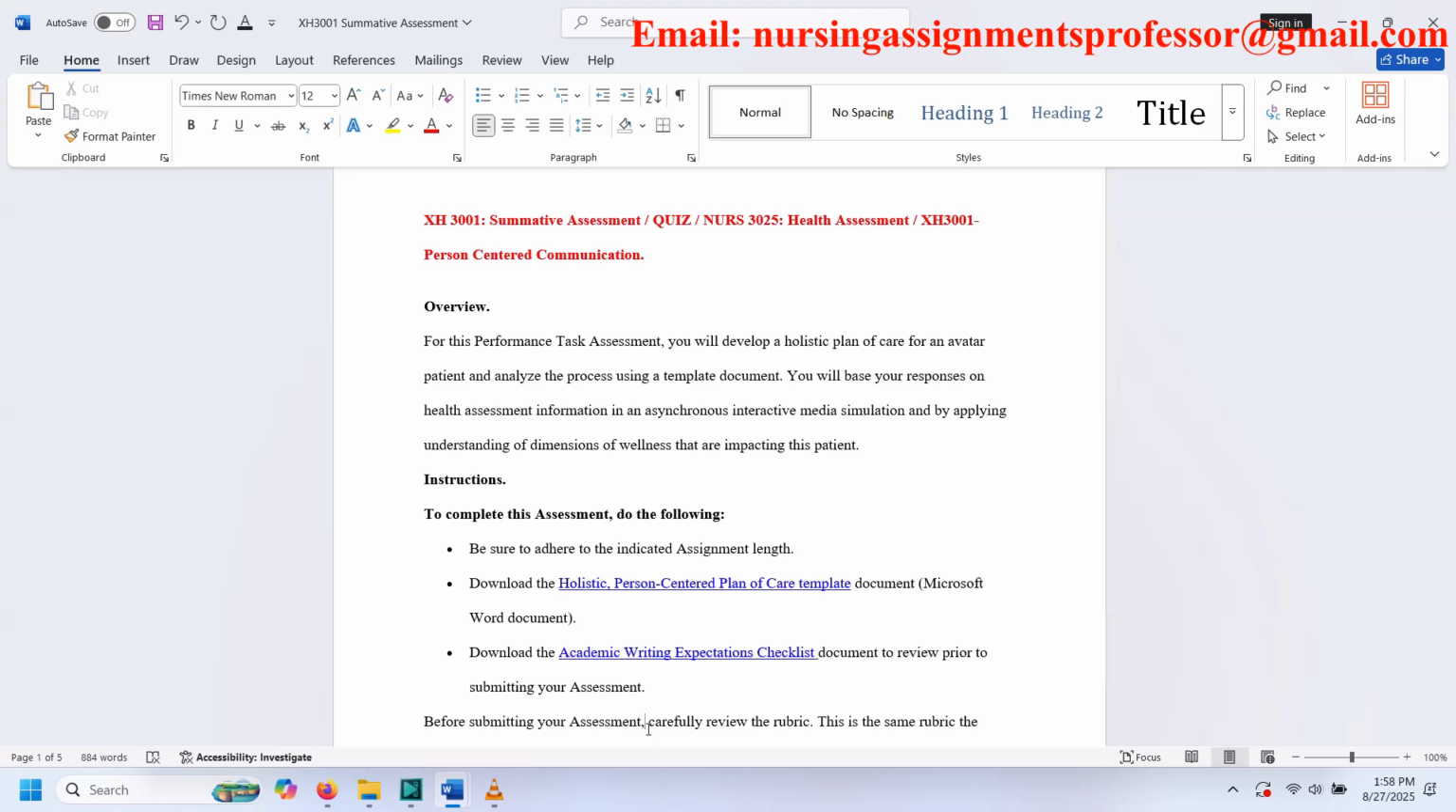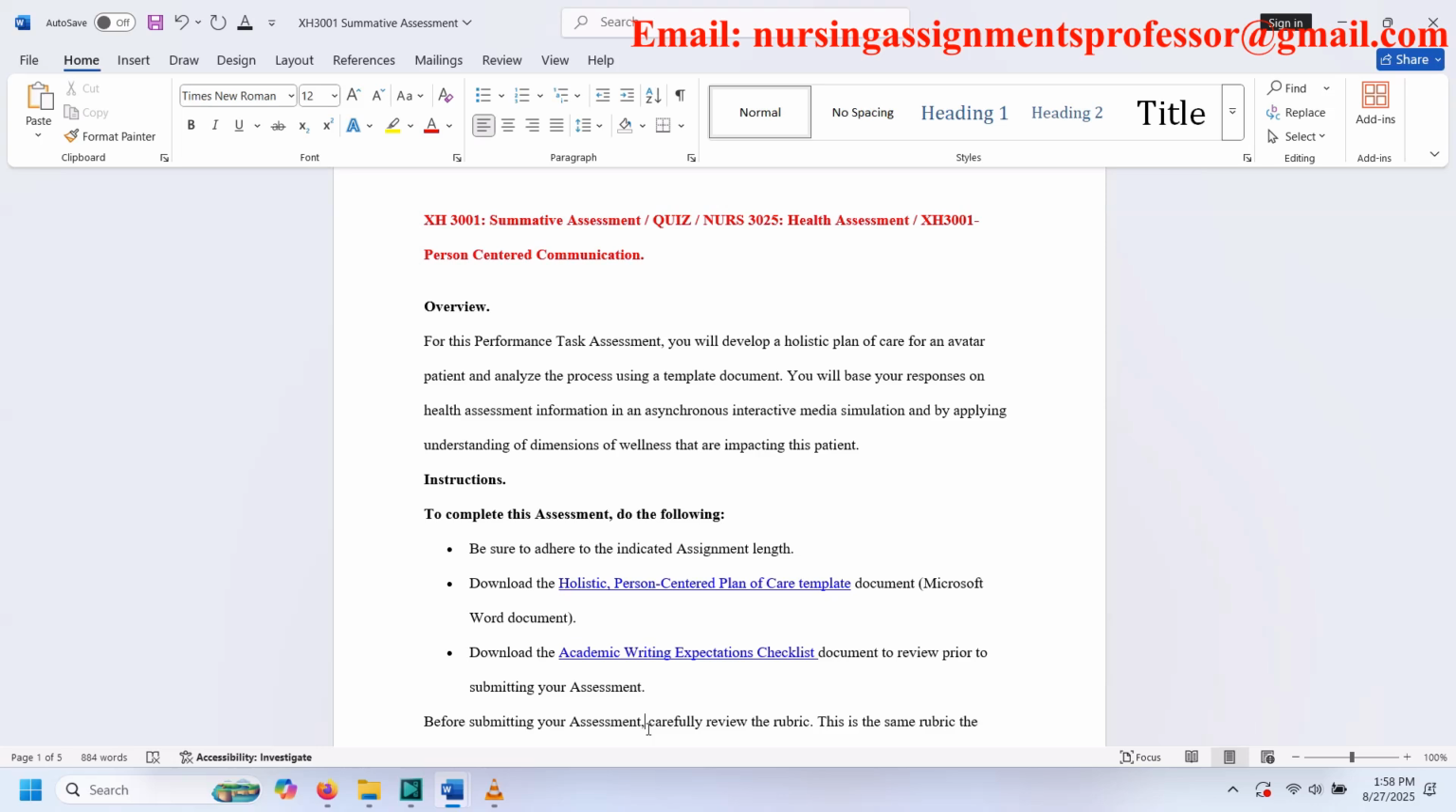Overview. For this performance task assessment, you will develop a holistic plan of care for an avatar patient and analyze the process using a template document. You will base your responses on health assessment information in an asynchronous interactive media simulation and by applying understanding of dimensions of wellness that are impacting this patient.